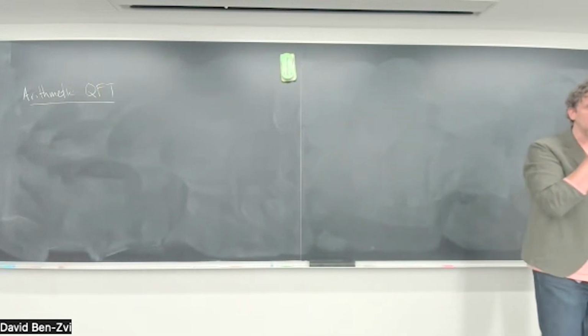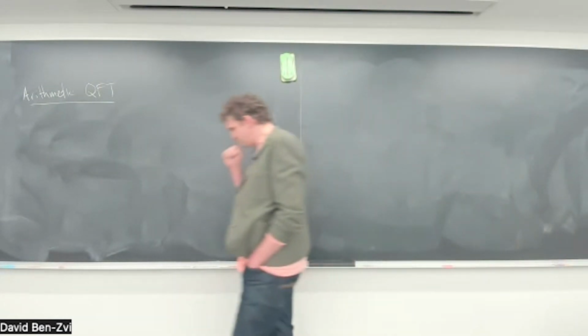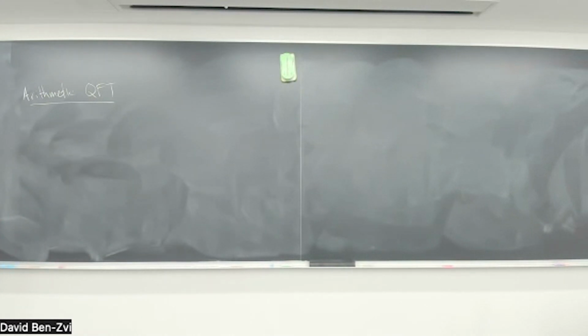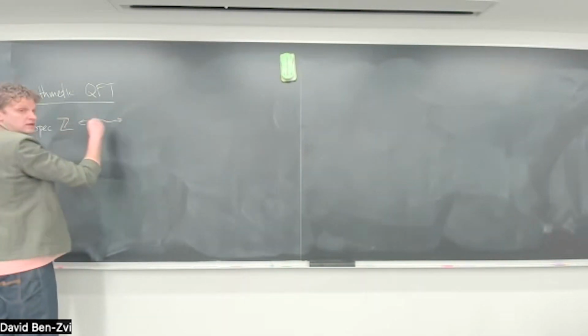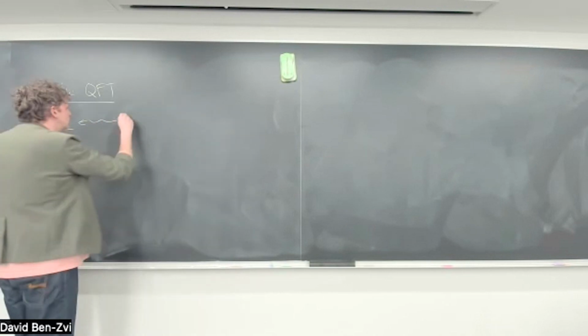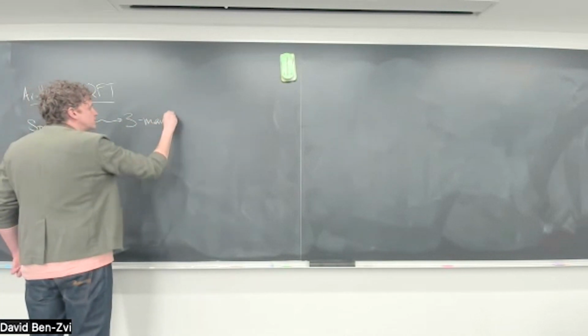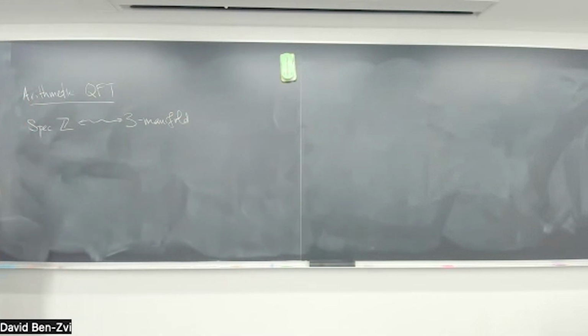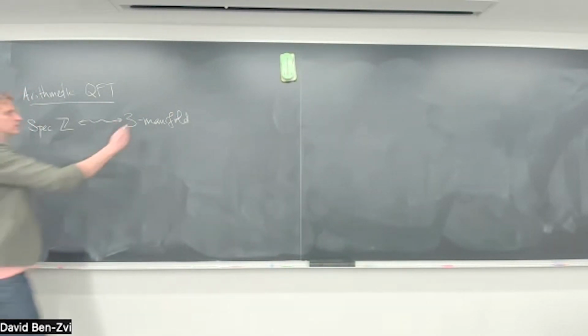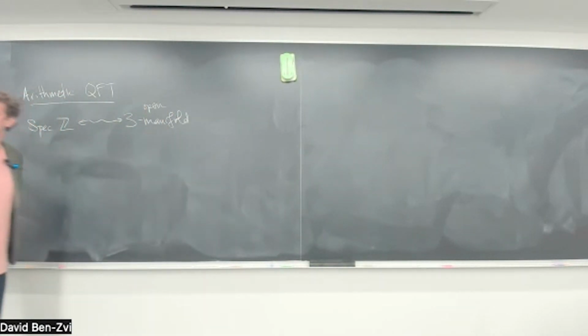So in arithmetic quantum field theory, what you're supposed to imagine is the following scenario. I'm going to think about Spec of the integers. There are ways to generalize this, but I'm just going to focus on this example to have something concrete to say. And the idea is that this thing is supposed to roughly be a 3-manifold. Well, it's supposed to be an open 3-manifold. Maybe I'll emphasize that. It's got a point missing.